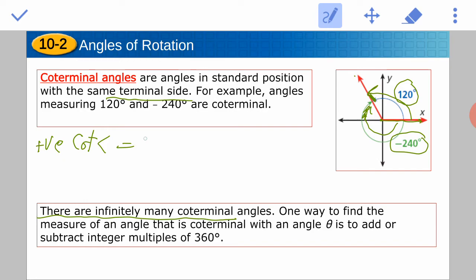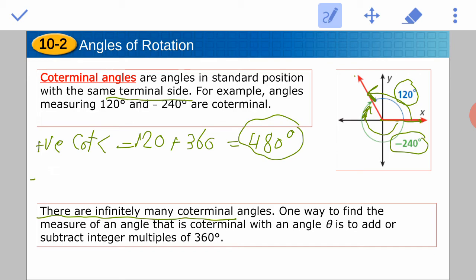How do we obtain them? By adding any number of complete rounds. So I can add 1 complete round, 360, or 2 rounds or 3 rounds or 4 rounds, any number of rounds, because when you do a complete number of rounds, you stop at the same terminal side. Do you understand my idea, guys? So if you add 120 plus 360, you will get 480 degrees. This is a second coterminal angle with 120.